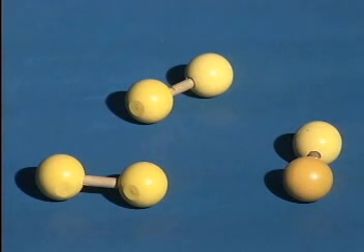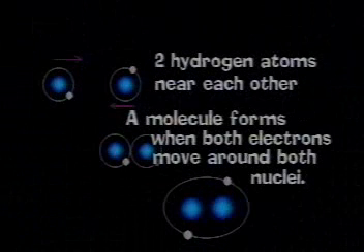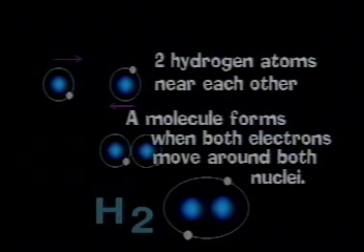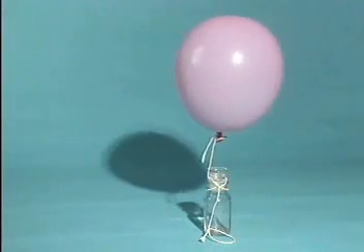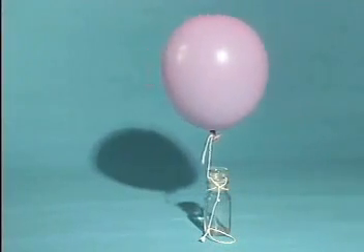This model shows two hydrogen atoms bound together to form a hydrogen molecule. A molecule is a collection of two or more atoms attached together. We use the formula H2 to represent the molecule. A gaseous substance results when atoms form small molecules. The element hydrogen is a gas.